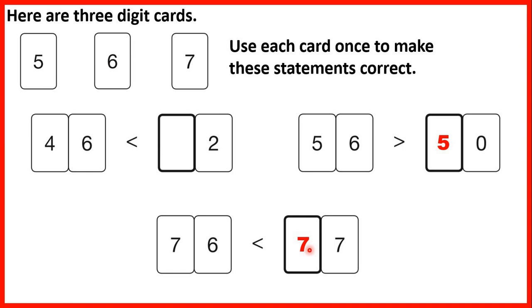so we need to use the 7 as our tens digit. So that means the card we have left is the 6, and because we can use each card only once, we need to use the 6 here. Now the 5 and the 7 would still work, but because we need to use the 5 here, and we need to use the 7 here, that means the 6 must be used in this question. So 46 is less than 62.